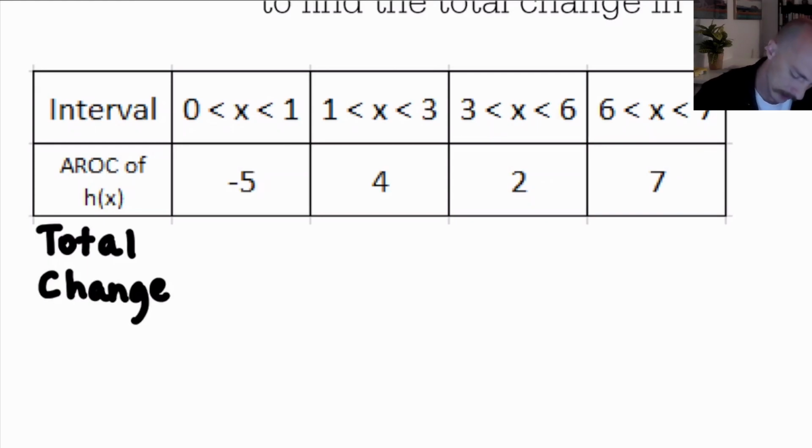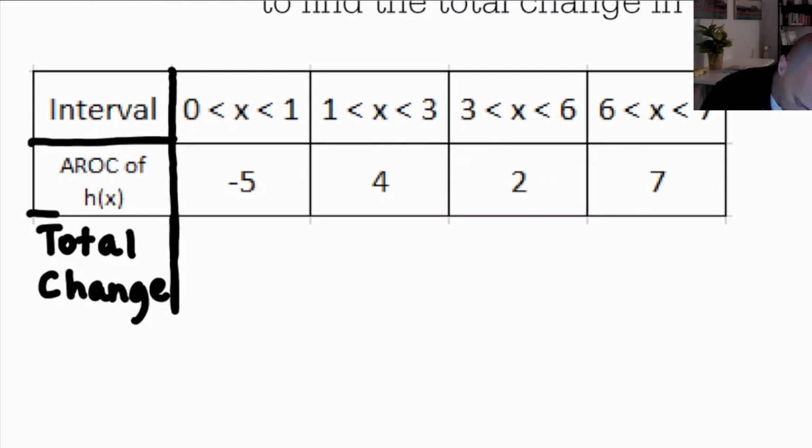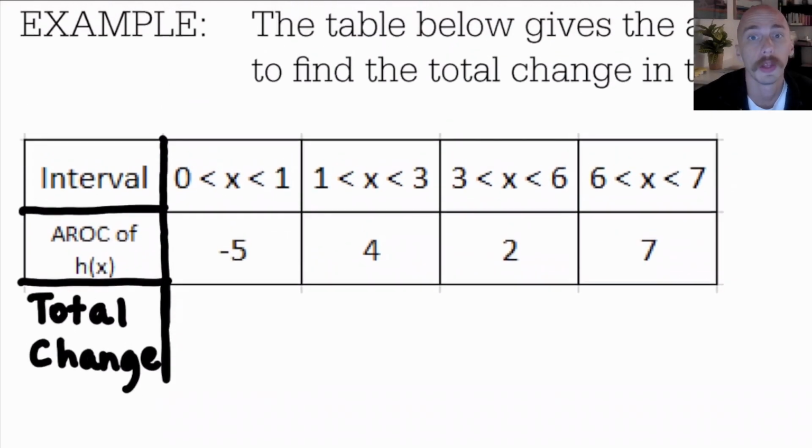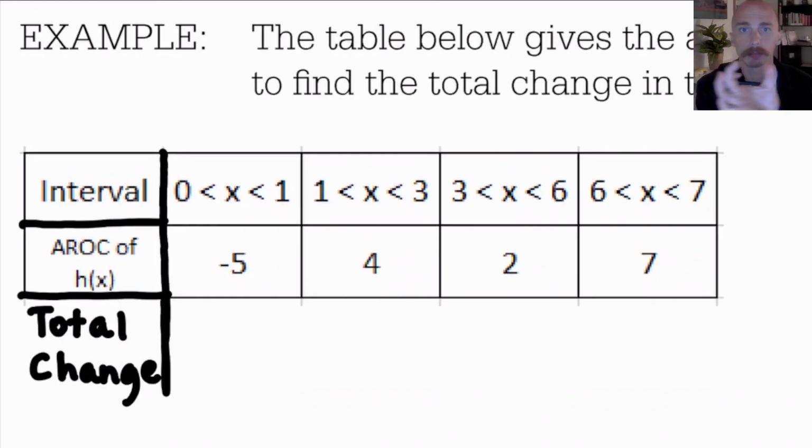And I'm going to actually divide this up so that this is its own row here. All right, and what I'm proposing is that we're going to need to find the width of the interval in x, and then multiply that by the average rate of change to get the total amount of change in h of x, or in y, or whatever our output is.